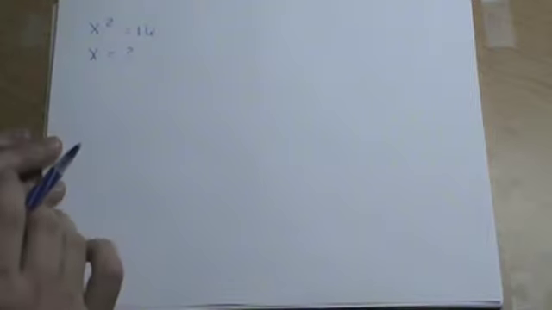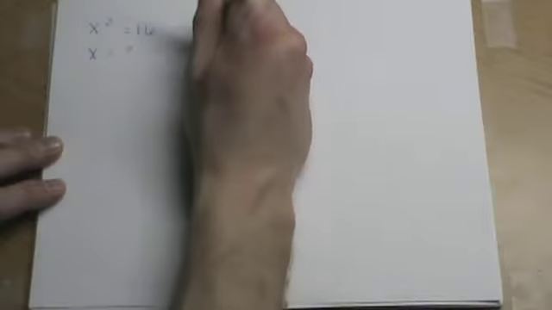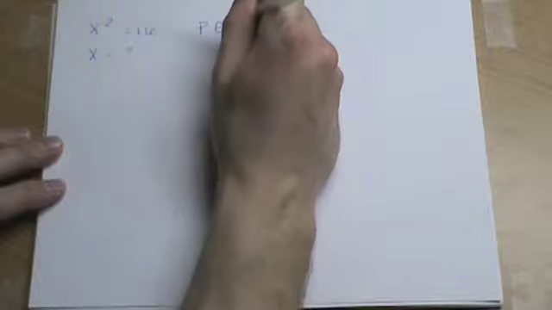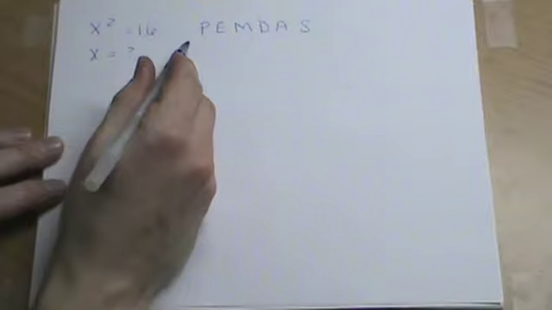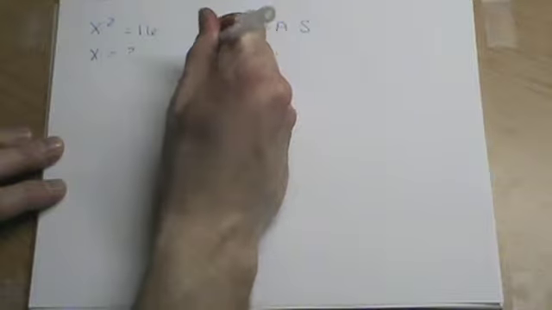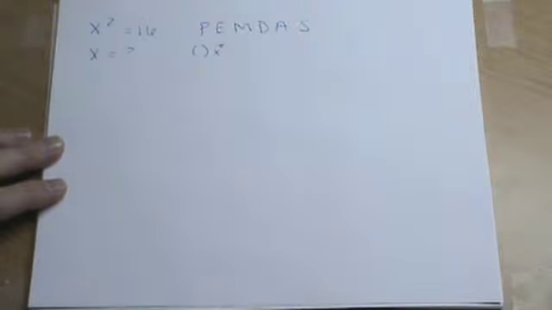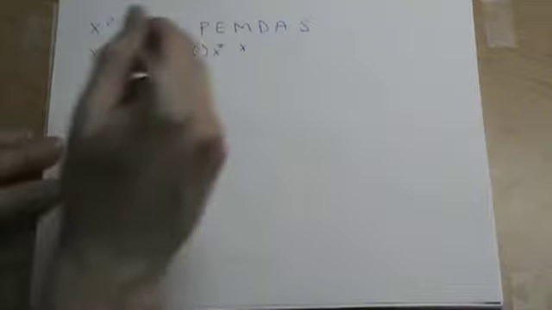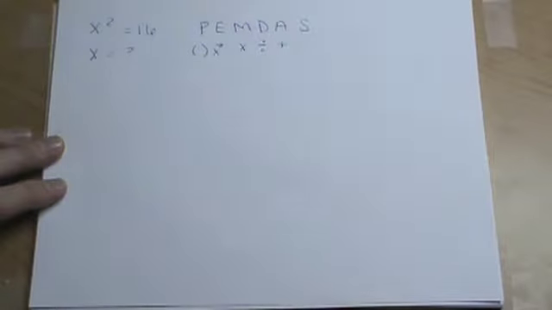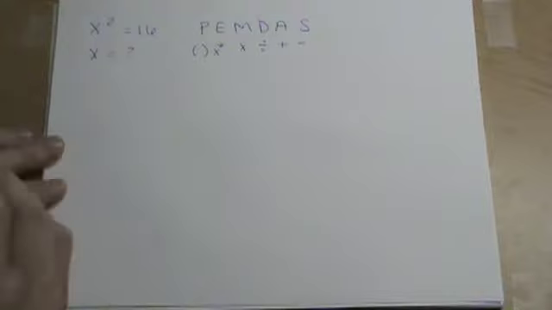Okay? But before we do that, we have to first learn about PEMDAS. PEMDAS is your order of operations. The P stands for parentheses, the E for exponents, like the 2 there. M stands for multiply, so the times sign. D stands for divide, division. A stands for add. S stands for subtract. So this is the order in which you should do operations.